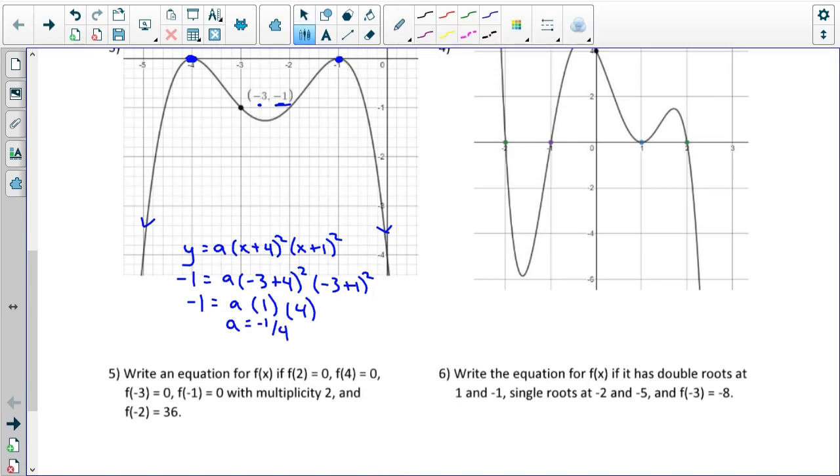And that's good because that was what was supposed to happen. I was supposed to get a negative value for a. So y equals -1/4 (x + 4) squared times (x + 1) squared.